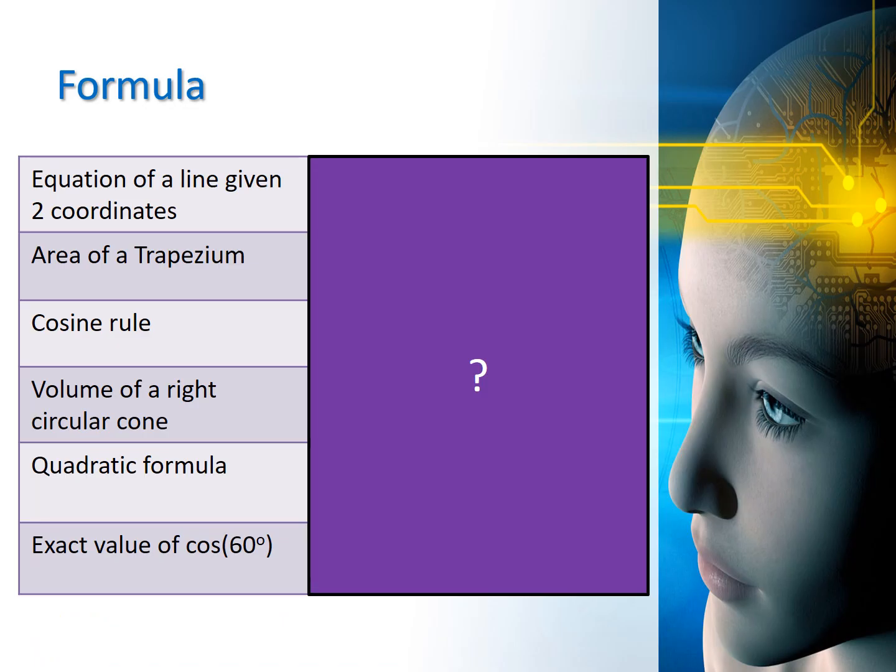So this time we've got a load of formulas for you. I've kept some the same, a few a little bit different this time. The first one, equation of a line given 2 coordinates. We've got area of a trapezium, cosine rule, volume of a right circular cone, quadratic formula, and another exact value. This time we're doing cos 60. So pause the video, write down your solutions and check them in a second.